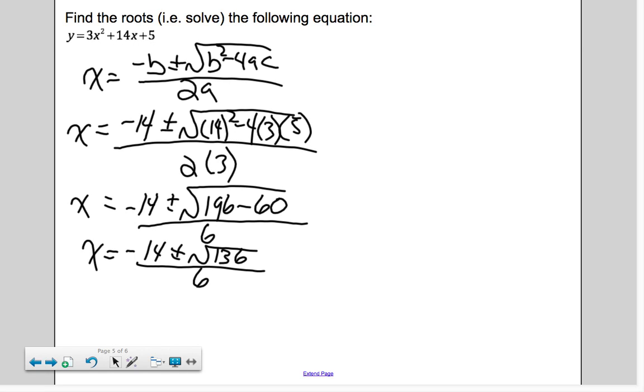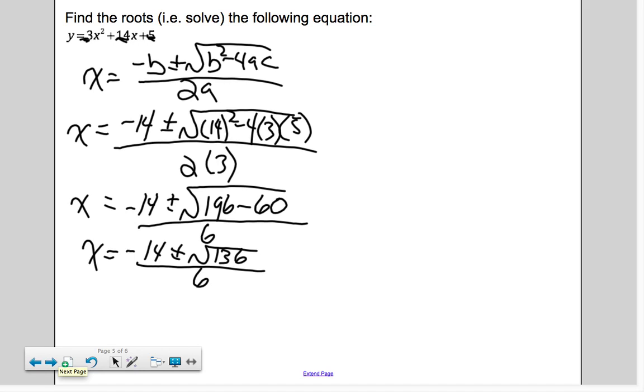What's the square root of 136? We want exact answers. How do we determine which one's a, b, and c? a is the value in front of x squared, b is the value in front of the x, and c is your constant.